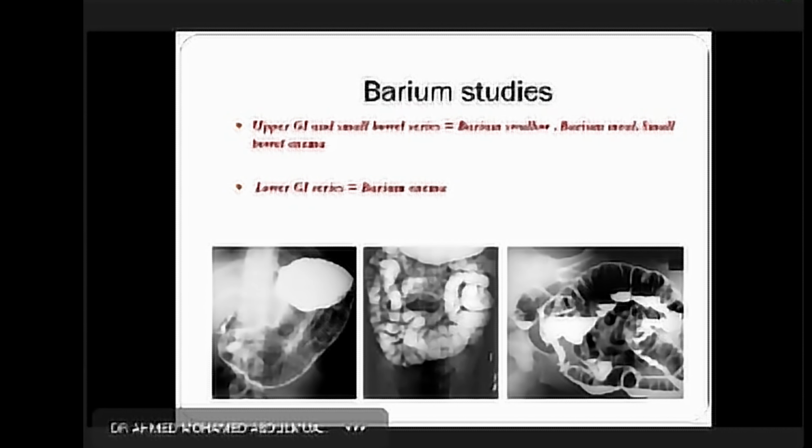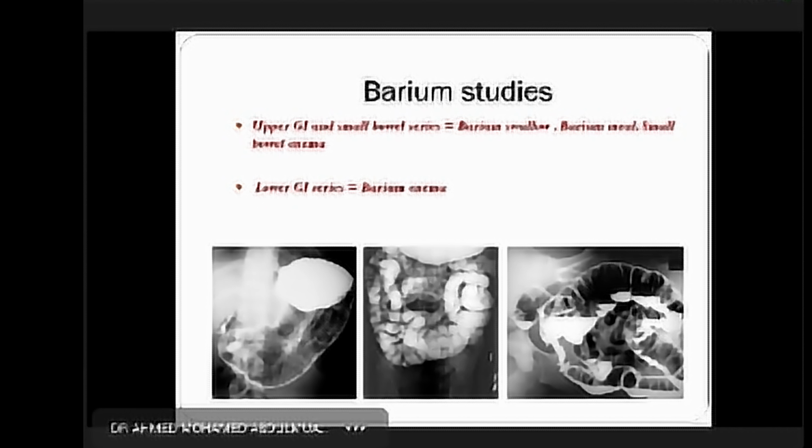So we have discussed this many times during our film session, and this one about the biliary x-ray. So we come just a little bit here to the barium studies. Barium studies we can see in fluoroscopy, and we have upper GIT barium studies as well as lower GIT series. For the upper GIT barium studies, we have barium swallow, barium meal, and small bowel enema, and for the lower GIT series, we have barium enema.